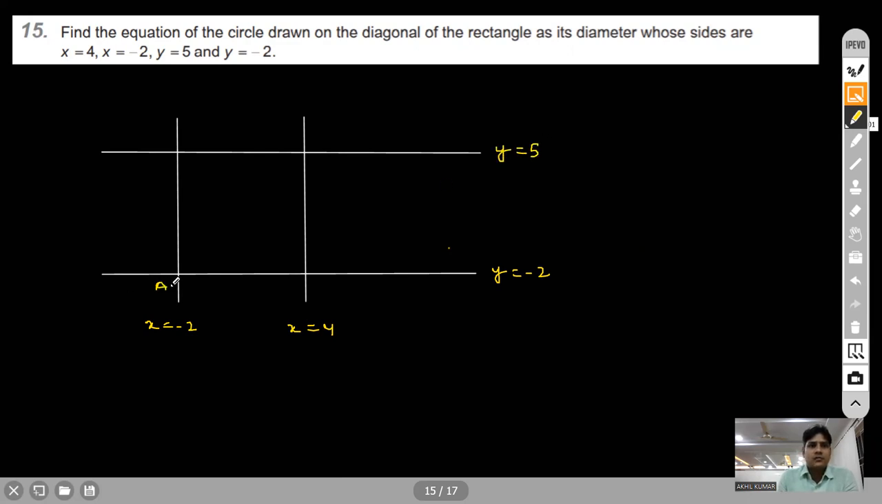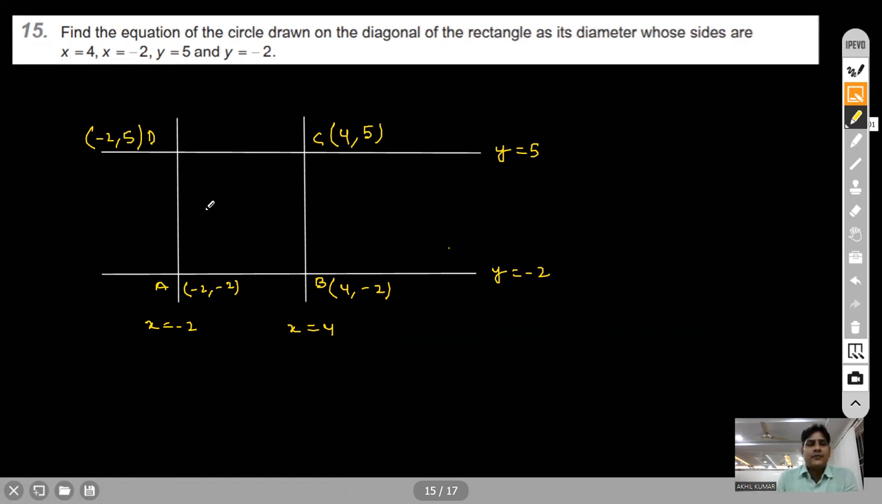So let me name it as A, B, C, and D. So the coordinates of A will be (-2, -2). What will be the coordinate of B? It will be (4, -2). The coordinate of C will be (4, 5). And the coordinate of D will be (-2, 5), right?